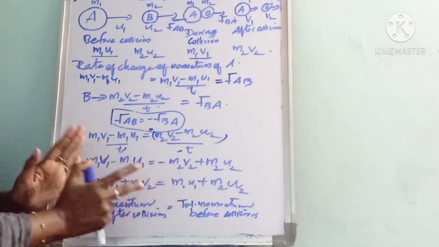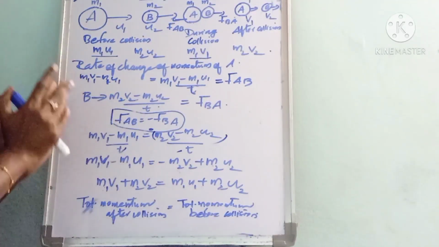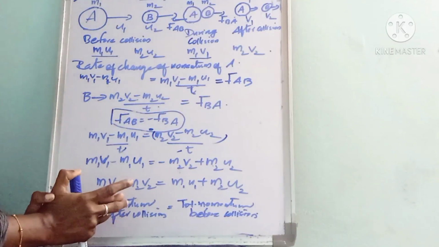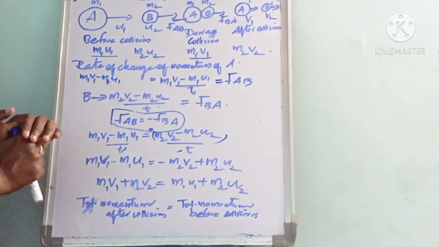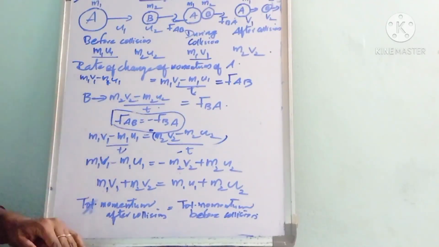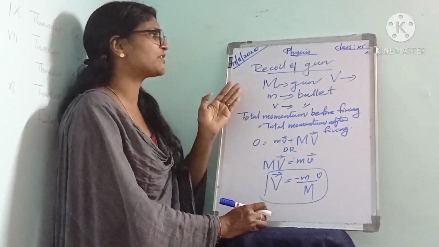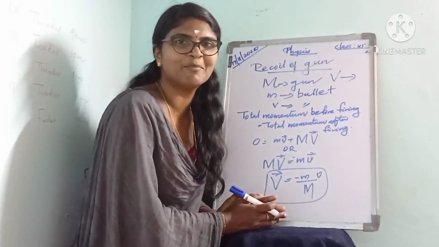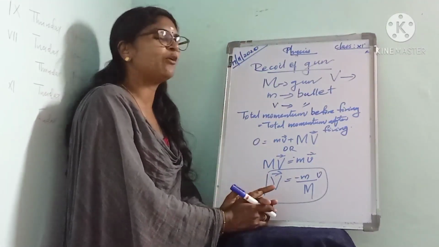Also, we can say the total momentum of two objects is conserved during collision. This is actually the law of conservation of linear momentum based on Newton's third law. Okay. Next, we can see an important application of the law of conservation of linear momentum. That is the recoil of a gun.